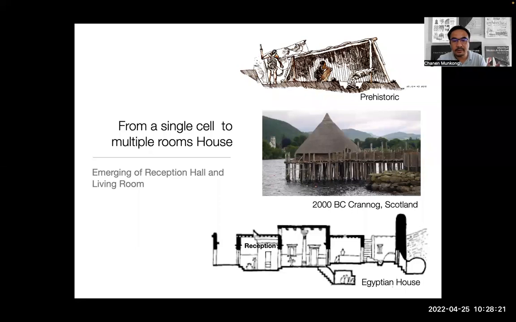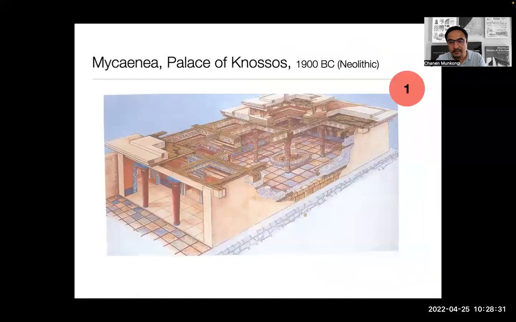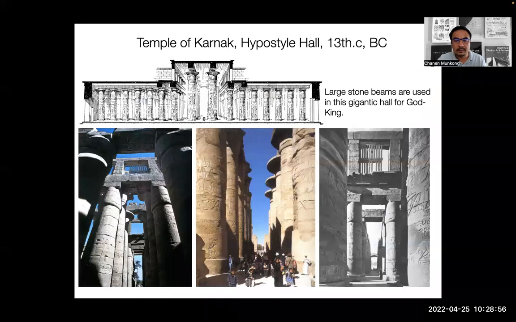So from the single-cell house to multiple-room houses in the prehistoric era, what kind of technology and form, how is it related? That's what you need to discuss, okay? And then with the more mathematical, in Mycenae, in the Palace of Knossos, they use post and beam, right? What kind of technology, what kind of materials served them and inspired the building to take that form? What is the need and the technology that solves the problem, right?